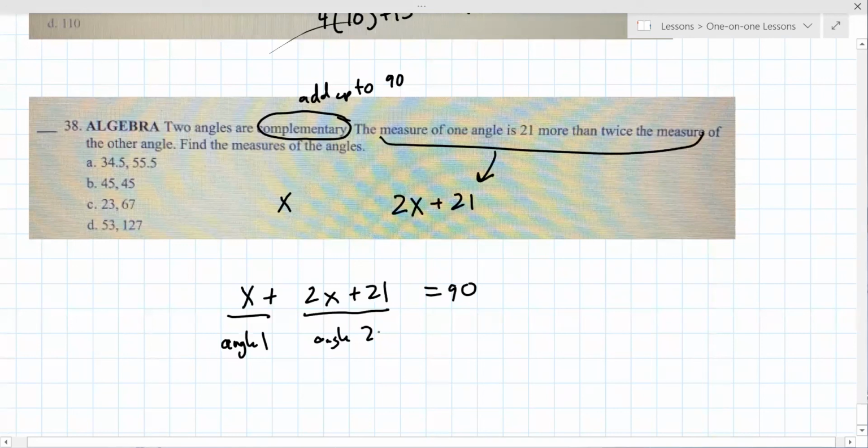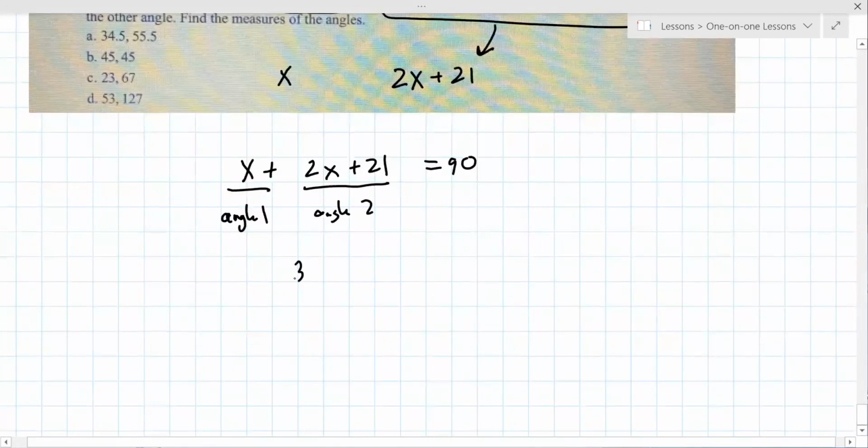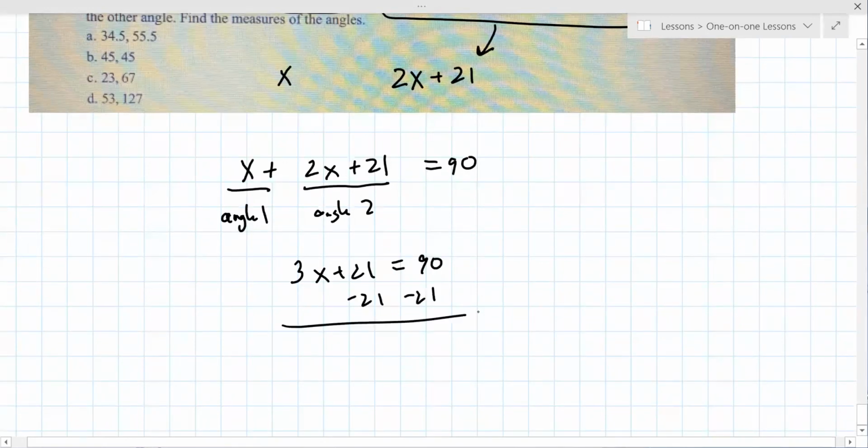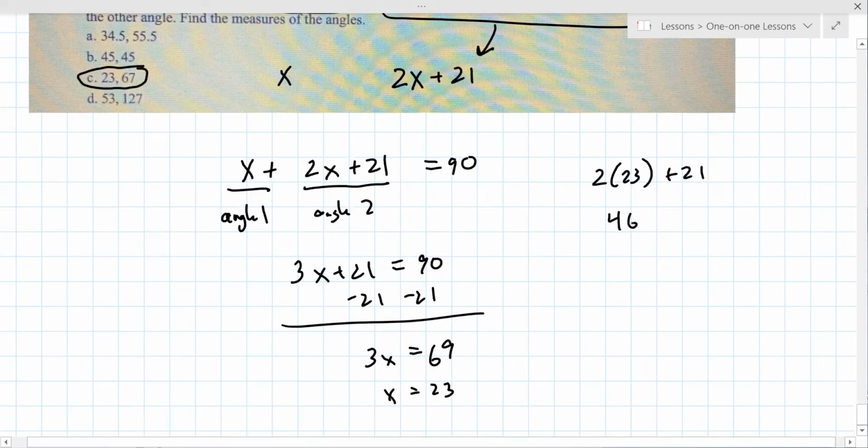So we're going to just solve here. We get 3x plus 21 equals 90. We subtract 21 from both sides. We get 3x equals 69, x equals 23 degrees. So that's the first angle. If we take 2 times 23 and add 21 to it, this is 46 plus 21, which is 67 degrees. So in 39, it's going to ask about supplements. That means the two things add up to 180.